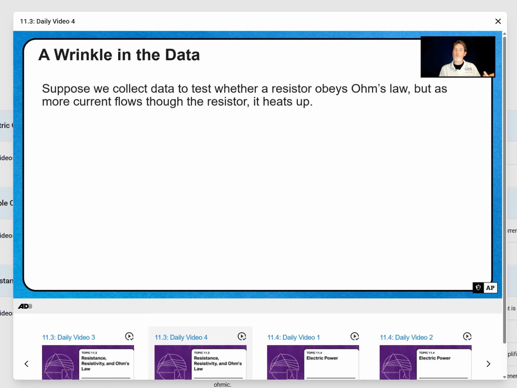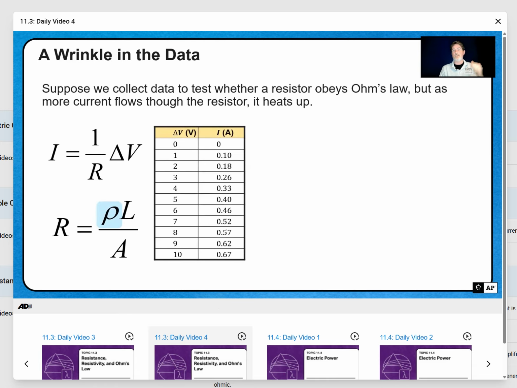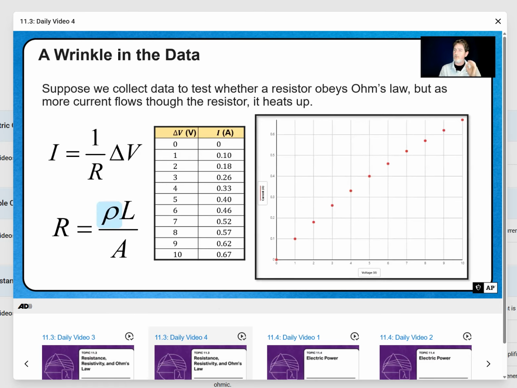So suppose we want to collect data to test whether or not a resistor obeys Ohm's law. But as more current flows through the resistor, it heats up. Well, remember, current is 1 over resistance, and resistance is related to resistivity, that rho value. So as we increase the voltage, we increase the current, the resistor starts to heat up, and we end up with a graph that right off the bat might look pretty straight. When we try to draw a best fit line through it, well, we can't connect the ends.